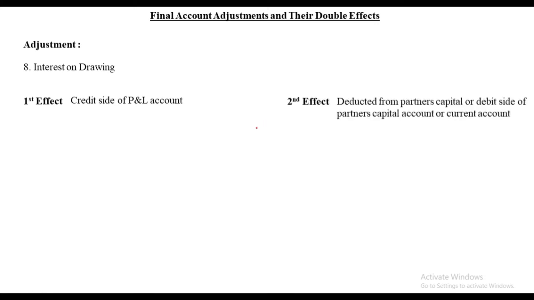Next, adjustment number 8 is based on interest on drawings. Now, the very first effect of interest on drawing is that it appears on the credit side of your profit and loss account, number 1. And second effect is that it will be deducted from your partner's capital, or it will come on the debit side of partner's capital account or current account.